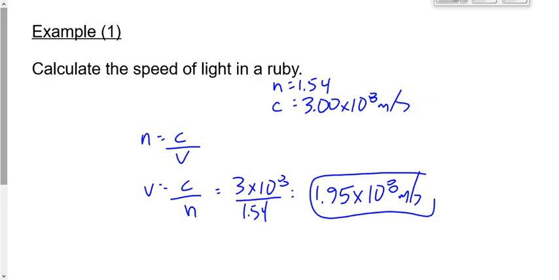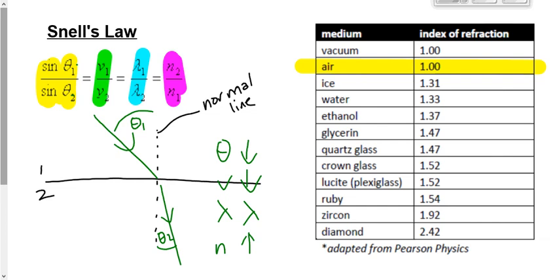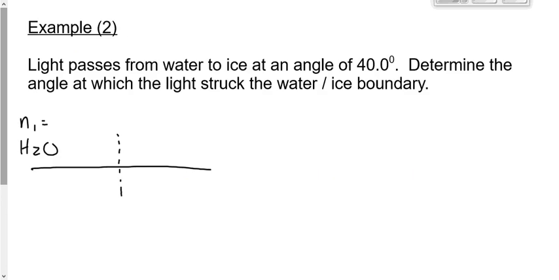Liquid water has an index of refraction, see at our table, 1.33, to ice, which has an index of refraction of 1.31 on our table. Again, you don't need to memorize those numbers. The ray of light is coming down and striking the boundary like this. It passes at an angle of 40 degrees. We want to know this angle right here that it struck it at, the angle of incidence, we call it.